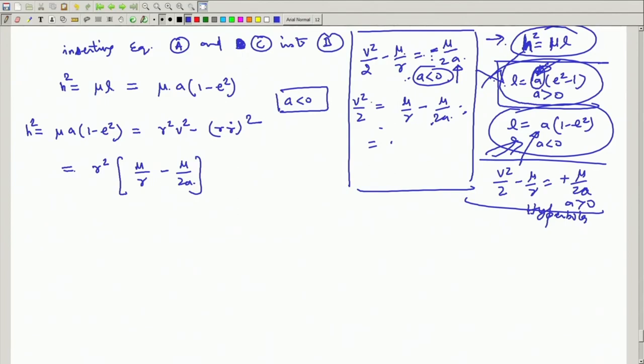And this is v square by 2. So, this will get multiplied by 2 in this place, minus r times r dot square, and of course, once we break the bracket, this becomes 2 mu r, and here the 2 cancels out, and this is mu r square divided by a, minus r r dot square. This is your h square.